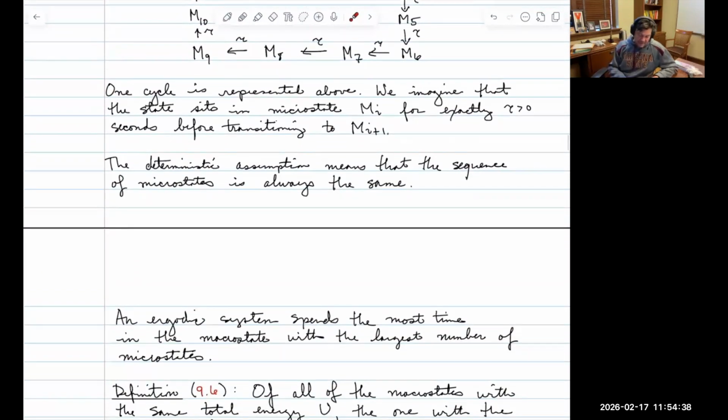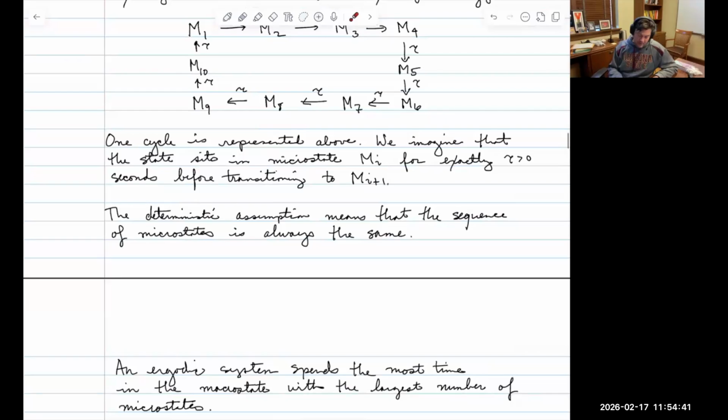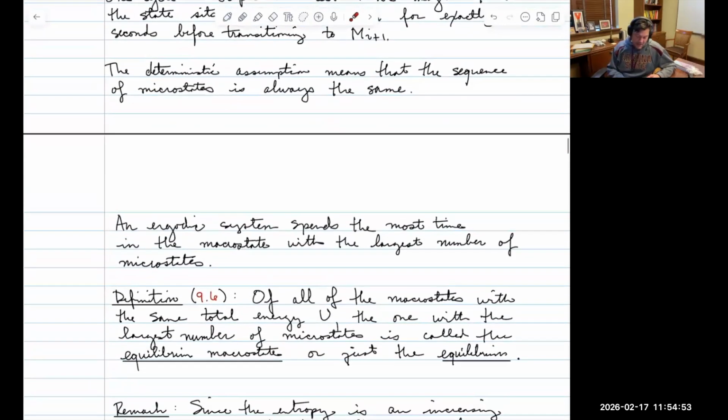Okay, so our deterministic assumption, before I move on, means that the sequence of microstates is always the same. Cyclical means that it returns from the last one back to the first one, although that's kind of an arbitrary designation. So an ergodic system spends most of its time, if I think about it being in certain macrostates, in the macrostate with the largest number of microstates.